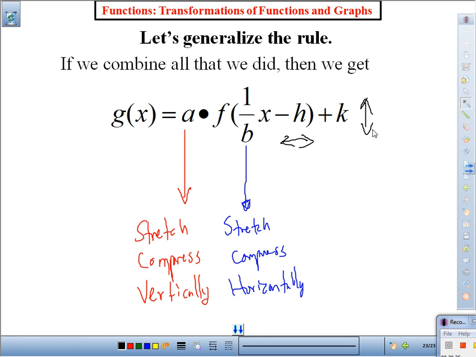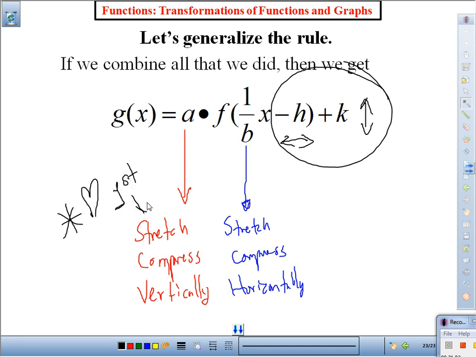Okay. So let me ask you a question. If I was to give you a big function, look up please. Which are the easiest ones to transform? H and K, which means we're going to leave these till the end. So what are we going to worry about first? A and B, or stretches and compression. So write a little note for yourself, and we're going to do this first. Always do stretches and compressions first before you do the moving of the graph.